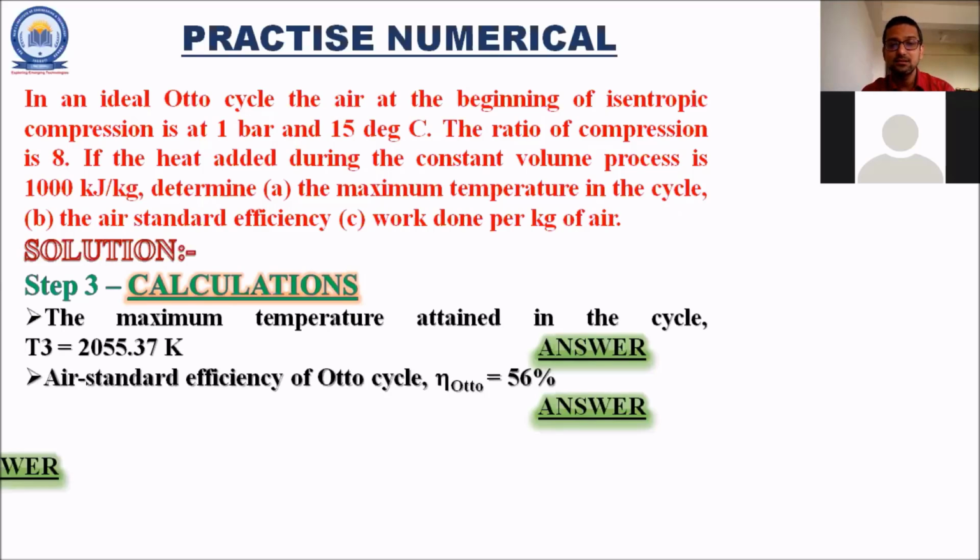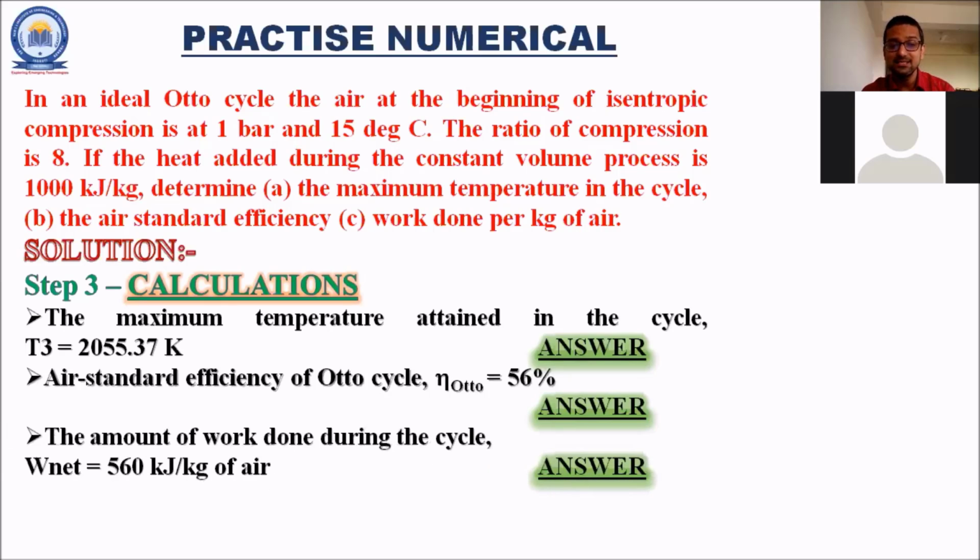And the final answer, that is the work done per kg of air, W net, is equal to 560 kilojoule per kg of air. So these are the three answers of this practice numerical. Dear friends, whenever you are solving this numerical, if you are not getting this answer, if you are stuck somewhere, then you are free to ask me about your doubts. I hope the answers and the numerical are clear to all the students.